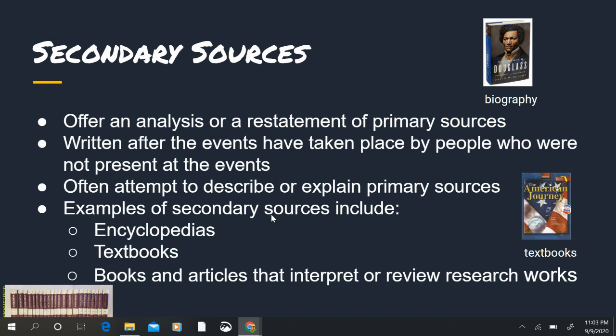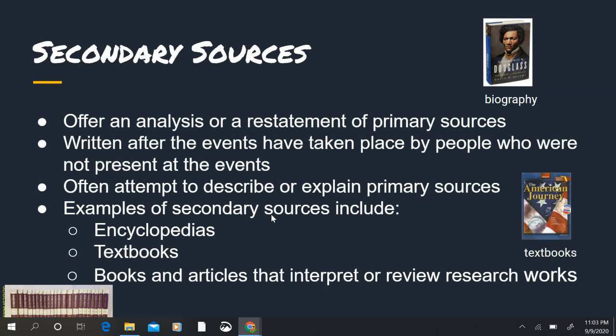Oftentimes, they're trying to analyze what they see in these primary sources. They're making interpretations of what happened in these events that can be true and sometimes could be way off. So, it's important to often go back to primary sources because secondary sources are not always universally true. Okay. By the way, neither are primary sources necessarily true. Oftentimes they are biased or from one person's point of view. And so you always have to keep that in mind that there's going to be a perspective or a point of view in anything that you read.